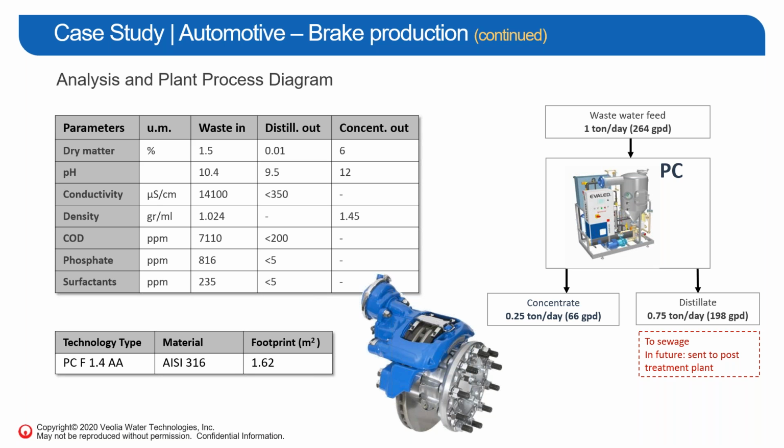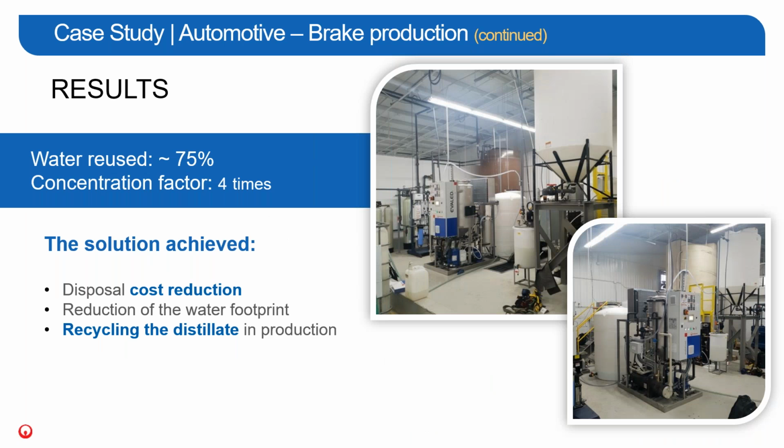So with Evalet, we are able to treat this water and get a reduction of 75% of this waste. So as you can see, we reduce their waste and their disposal cost by up to 75%, which means 4 times. And on the other hand, they were able to reuse the distillate in their production because the quality of the distillate reached their limits in order to recreate the cleaning solution for the cleaning of the parts.